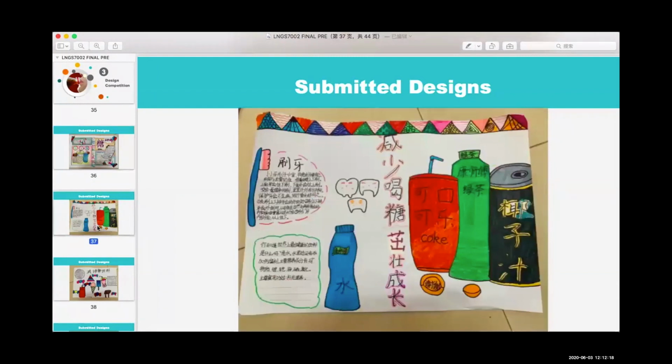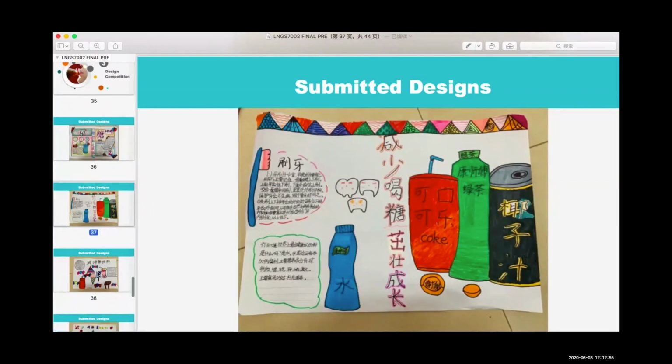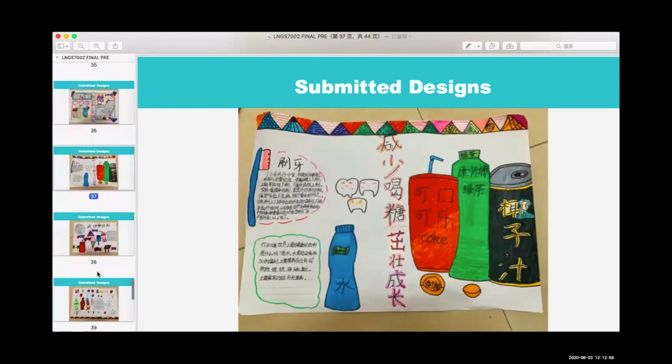This is another design drawn by a student. The topic standing in the middle is called Reduce Sugar Consumption so that we can grow up strong. As we can see in the slide, his design is really original and cute. He lists the importance of brushing teeth and drinking water on the left. What interests us a lot is his way of drawing sugary drinks on the right side. Coke, green tea, and coconut drinks might be the student's favorites. So he draws them on the paper for the purpose of warning his classmates and himself to drink less.